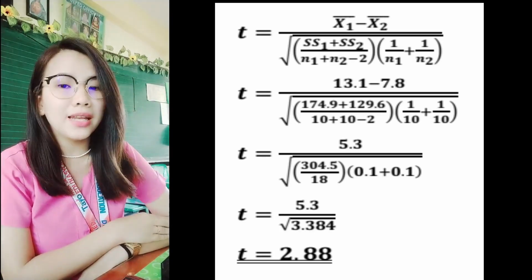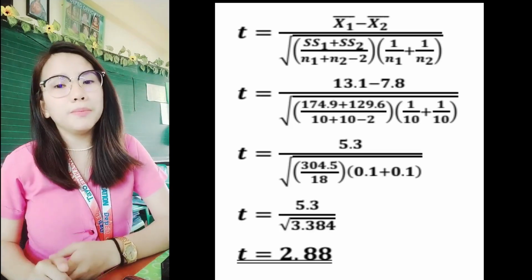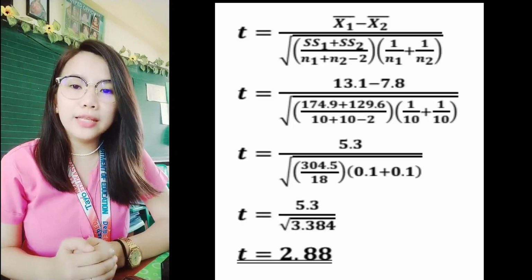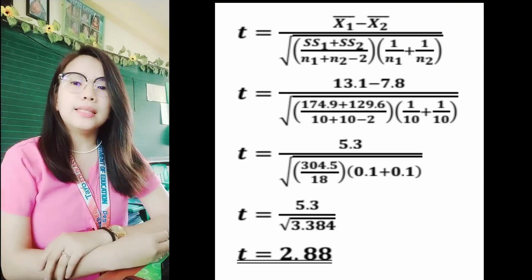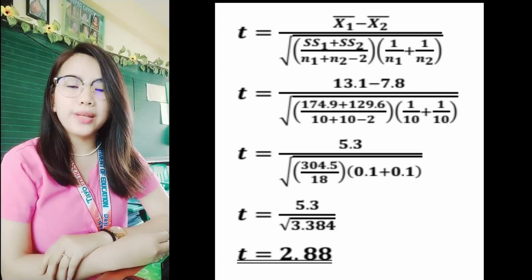Both have 10. Dahil meron tayong random sampling, posible na hindi magkapareho ang ating sample size. So, kailangan i-indicate kung ilan ang sample size ng ating first group and our second group. Solving the following will give us the t-computed value of 2.88.